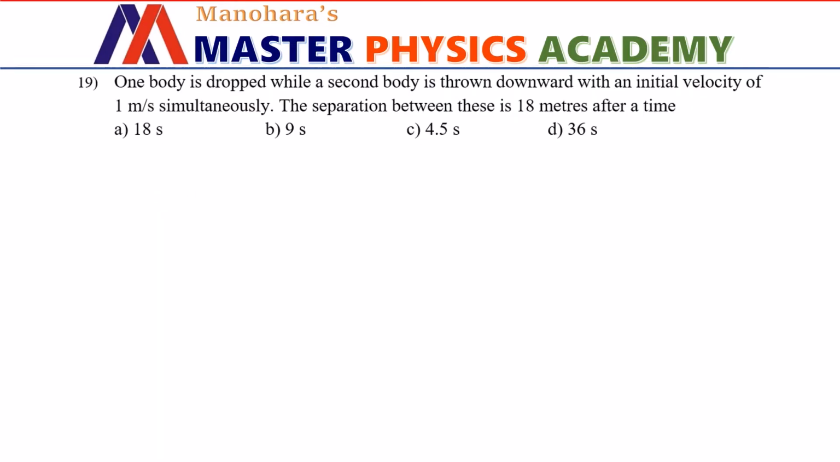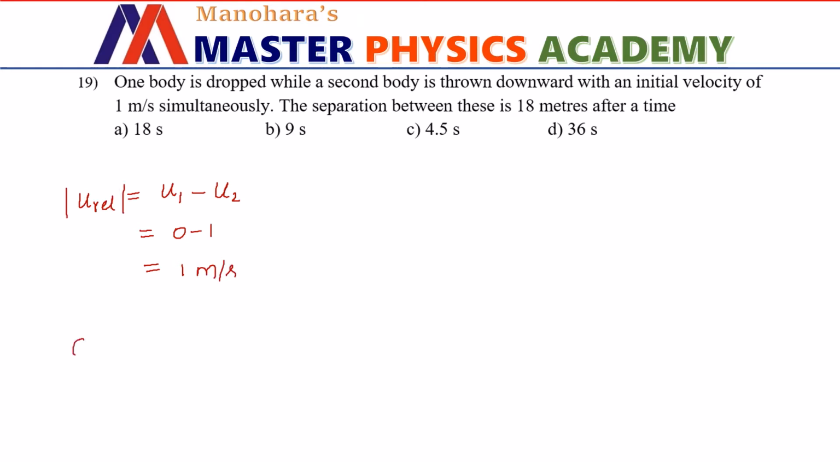One body is dropped while a second body is thrown downward with an initial velocity of 1 meter per second simultaneously. The separation between these is 18 meters after a time. The relative initial velocity is given by the velocity of the first body minus velocity of the second body, which is 0 minus 1, equal to 1 meter per second in magnitude.